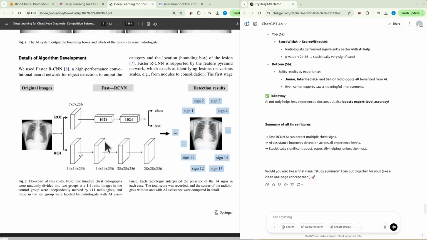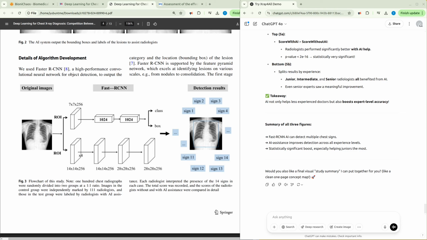Workflow steps. Original images start with raw chest X-ray images. Fast RCNN processing extracts regions of interest, uses convolutional layers to process these regions, like 7 by 7 by 256, etc., and passes through fully connected layers to predict class, type of abnormality, and location. Detection results: the AI identifies multiple signs, like sign 1, sign 2, etc., and highlights them on the X-ray.